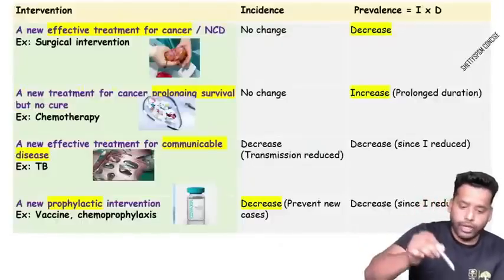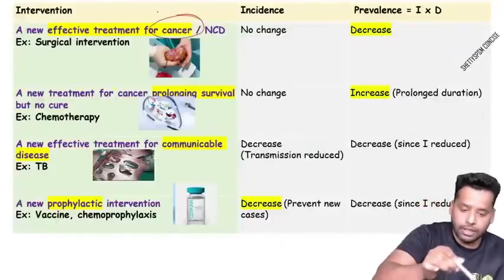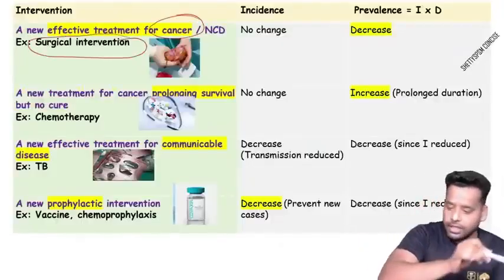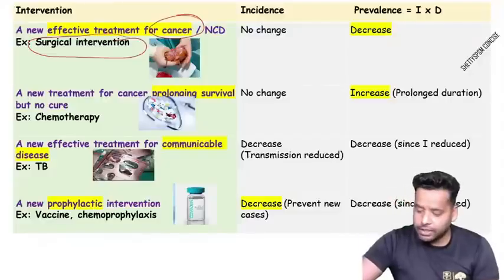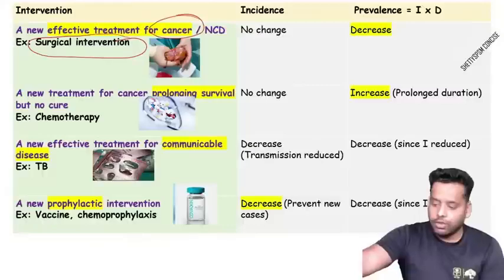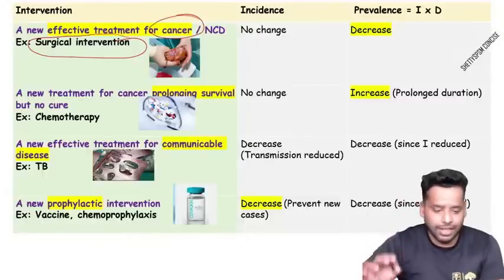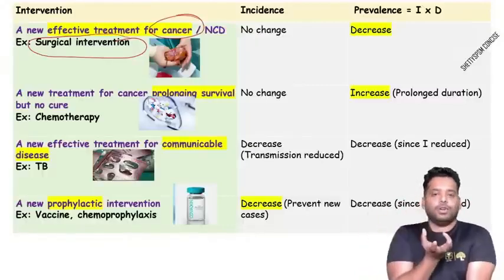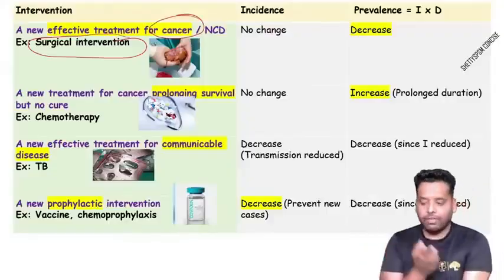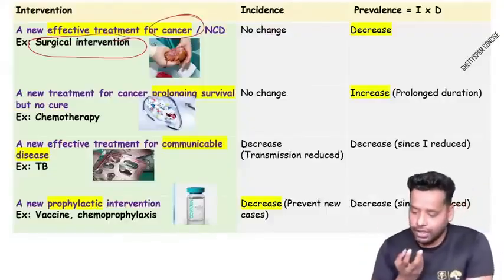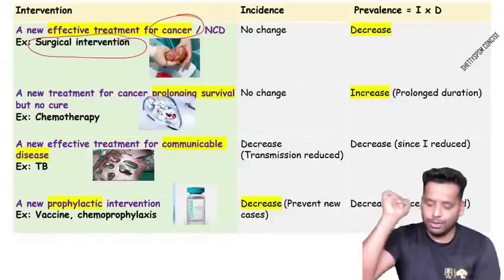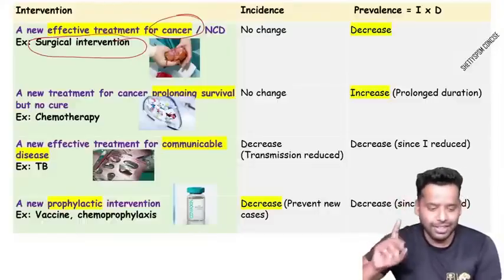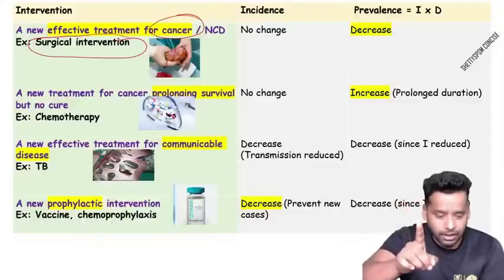A new effective treatment for cancer, like surgical intervention. What will happen because of surgical intervention? You are giving cure. Already having cancer. Not always, listen. Cure for cancer.